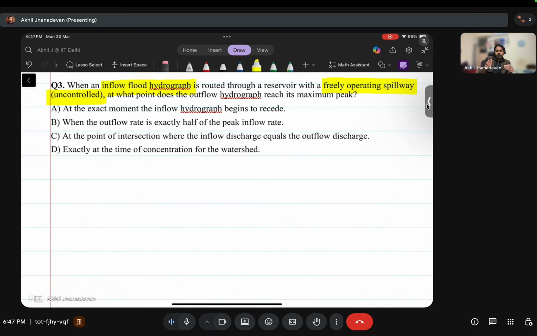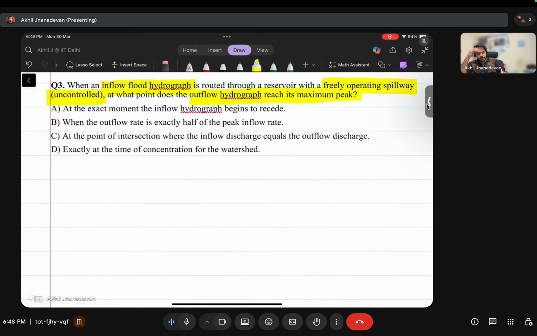Some spillways will be controlled, that is even though the water comes in, we control how much water is given out to the downstream. Or there are freely operating spillways, where there is a particular height of the opening. Whenever the water becomes higher than that opening, the water will spill out. That is called a freely operating spillway. It is an uncontrolled one. They are asking at what point the outflow hydrograph reaches the maximum peak.